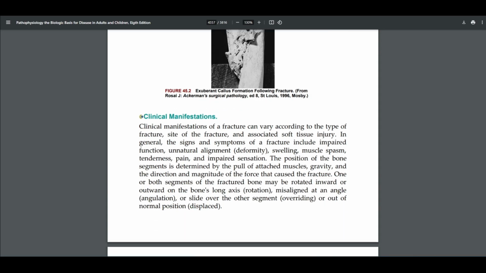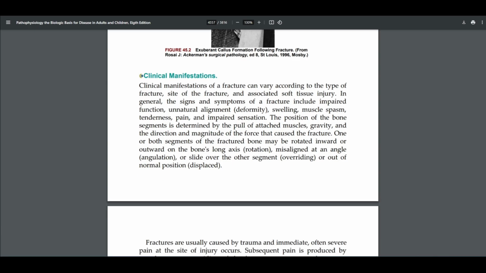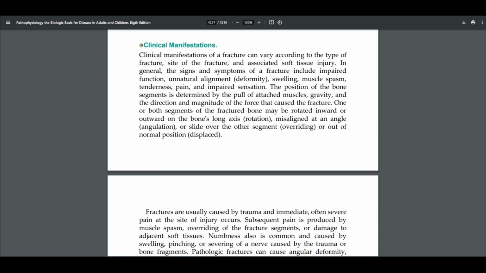So what kind of clinical manifestations do we see? Clinical manifestations of a fracture can vary according to the type of fracture, the site of the fracture, and associated soft tissue injury. In general, the signs and symptoms of a fracture include impaired function, unnatural alignment, swelling, muscle spasms, tenderness, pain, and impaired sensation. The position of the bone segments is determined by the pull of attached muscles, gravity, and the direction and magnitude of the force that caused the fracture.